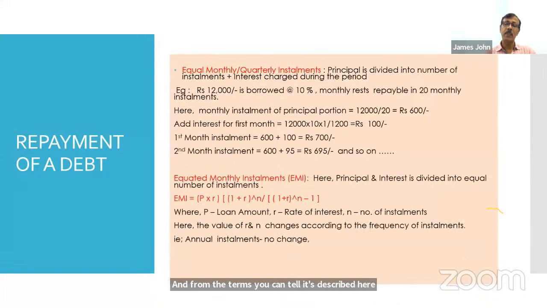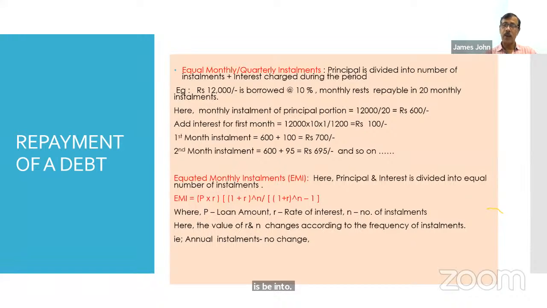Here, EMI, you can expect a question. There will be a loan. It can be a housing loan or a vehicle loan, some loan. And they will say, what is the equated monthly installment? There is a formula. The formula is P into R into (1 plus R) the whole raised to n divided by (1 plus R) the whole raised to n minus 1. This formula has to be learned by heart.